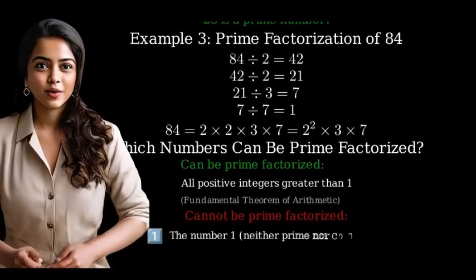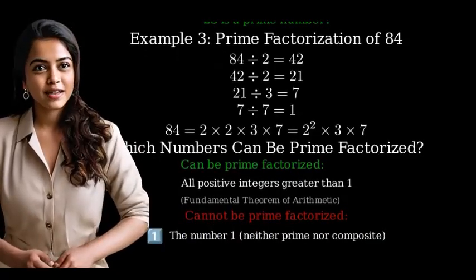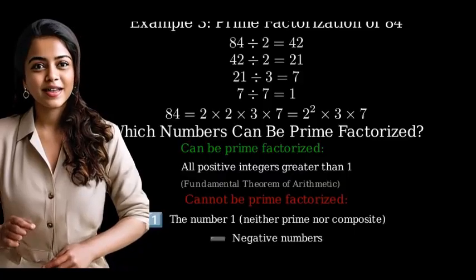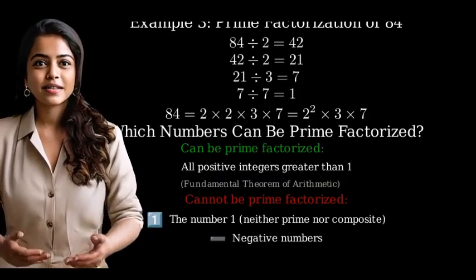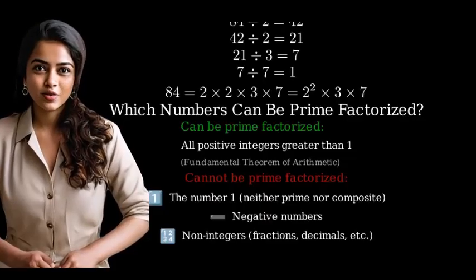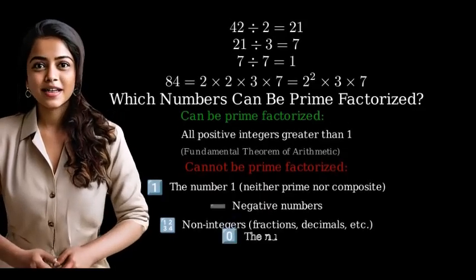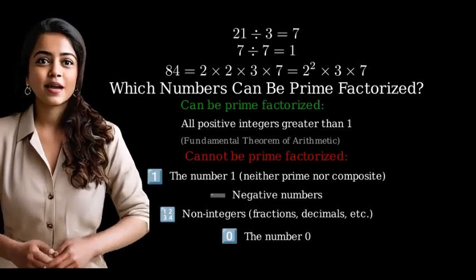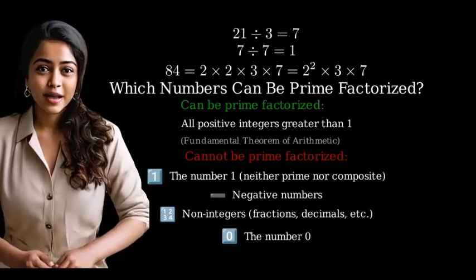1. The number 1, it's neither prime nor composite and has no prime factors. 2. Negative numbers. Prime factorization is defined only for positive integers. 3. Non-integers, like fractions, decimals, or irrational numbers. 4. 0. 0 can be divided by any number, which violates the uniqueness property of prime factorization.